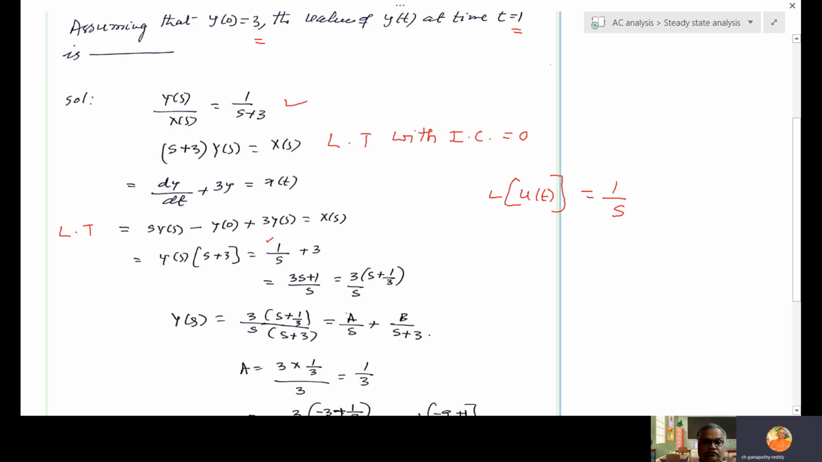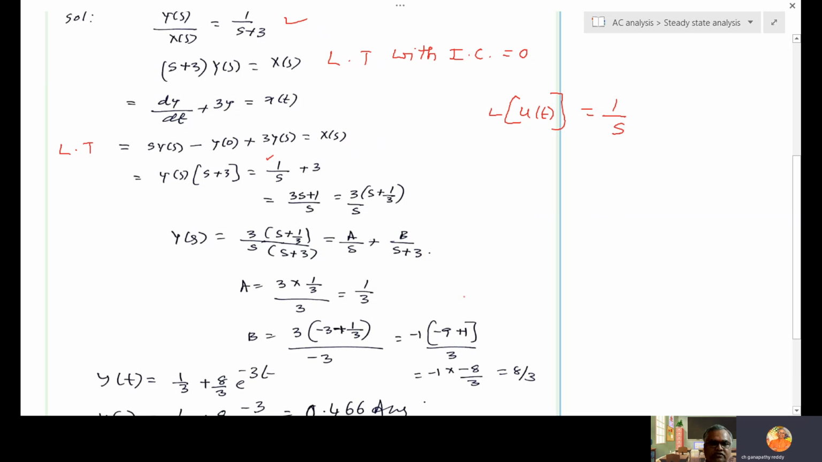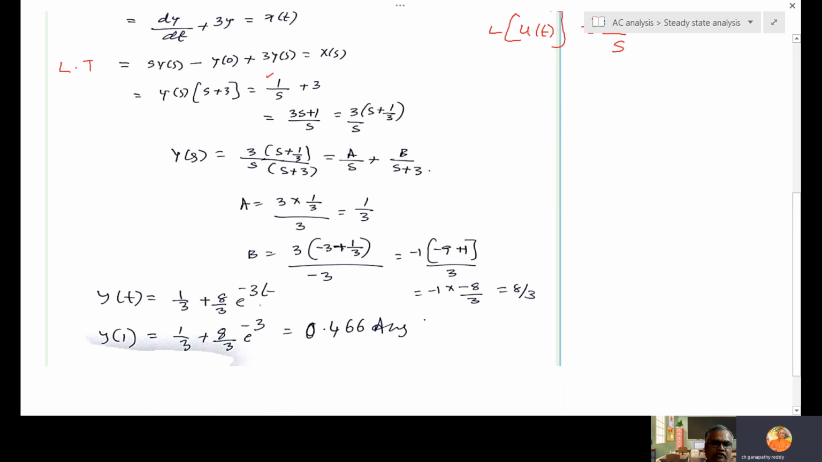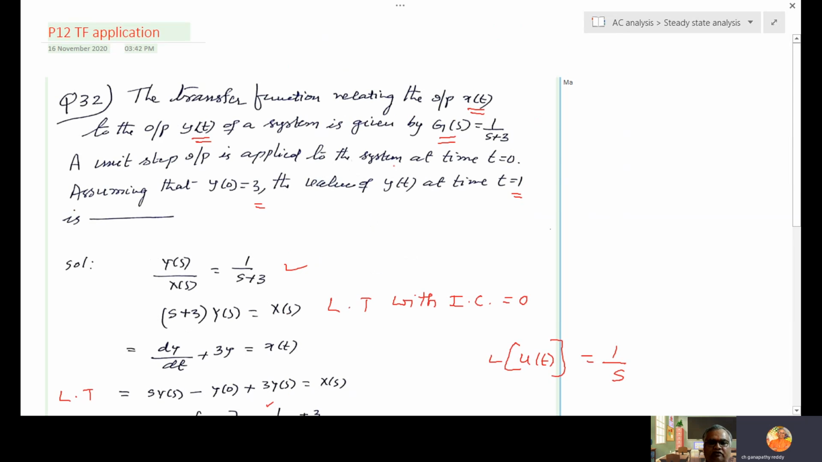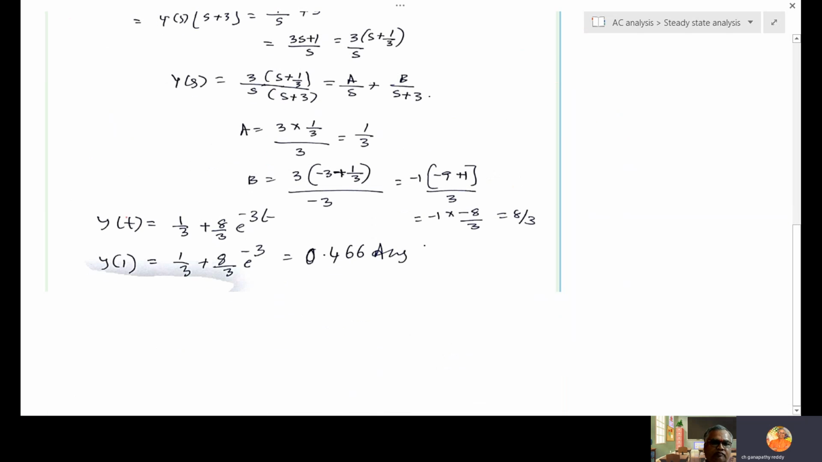So this Y of s, using partial fractions, A by s plus B by s plus 3. Partial fractions we discussed earlier. Find A and B, then take the inverse of each. You will get y of t. In this, y of t at t equal to 1 is asked. Replace t equal to 1. Further simplify, you will get this.